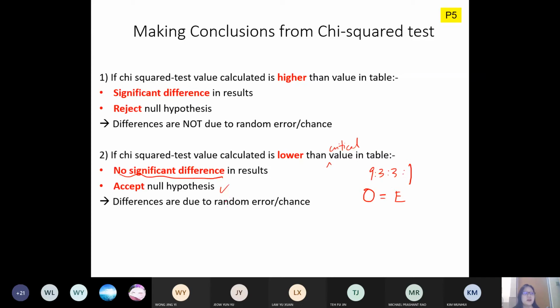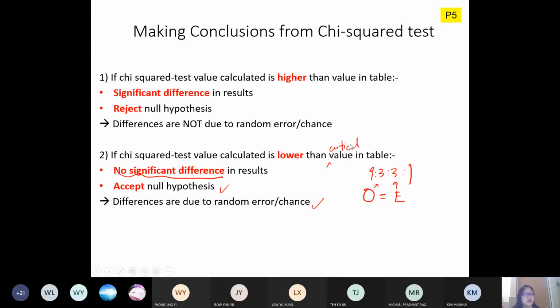Okay, null hypothesis is what? There's no difference between observed and expected. This is true, right? So we accept it and we say that, hey, any differences are due to random error or chance. This means that our observed follows our expected ratio. So they both are around 9:3:1 and there is no significant difference. So it's good. Our experiment has worked in this case.